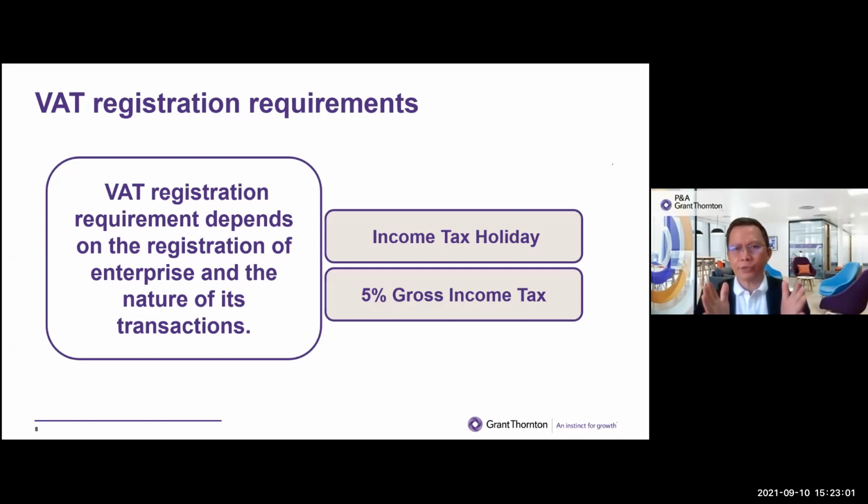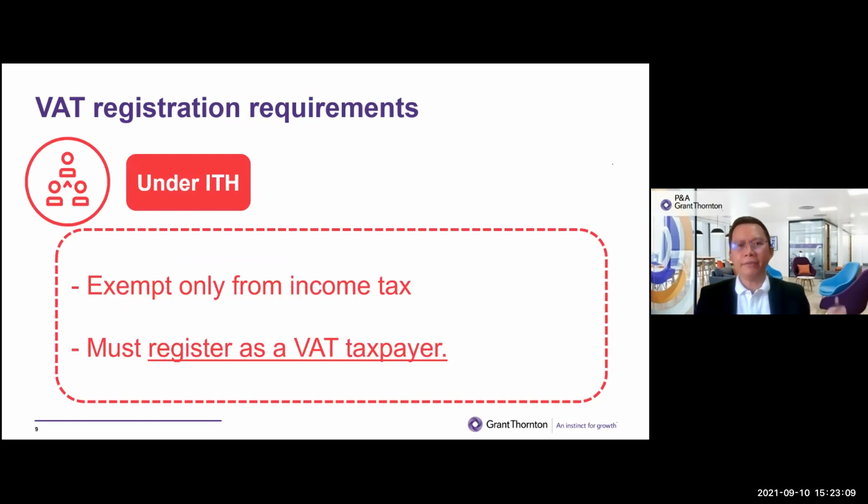For the VAT registration, it will now depend on the tax incentive that you are availing, either the income tax holiday or the 5% gross income tax. If you are under the income tax holiday regime, in effect, you are exempt from income tax. So for VAT purposes, you must register as a VAT taxpayer. You have to file your VAT returns on a monthly and quarterly basis. You have to submit the list of sales and the summary list of purchases as a requirement under the RELIEF program of the BIR.